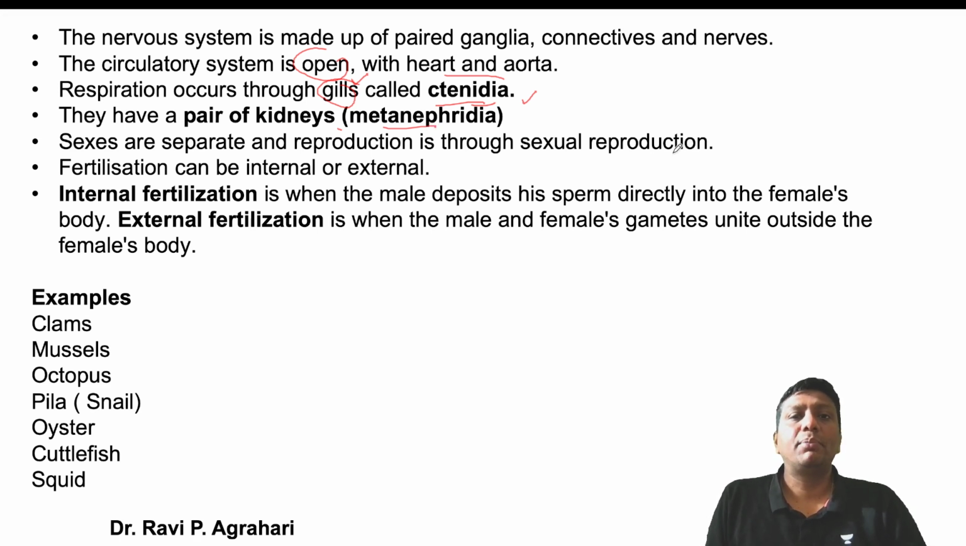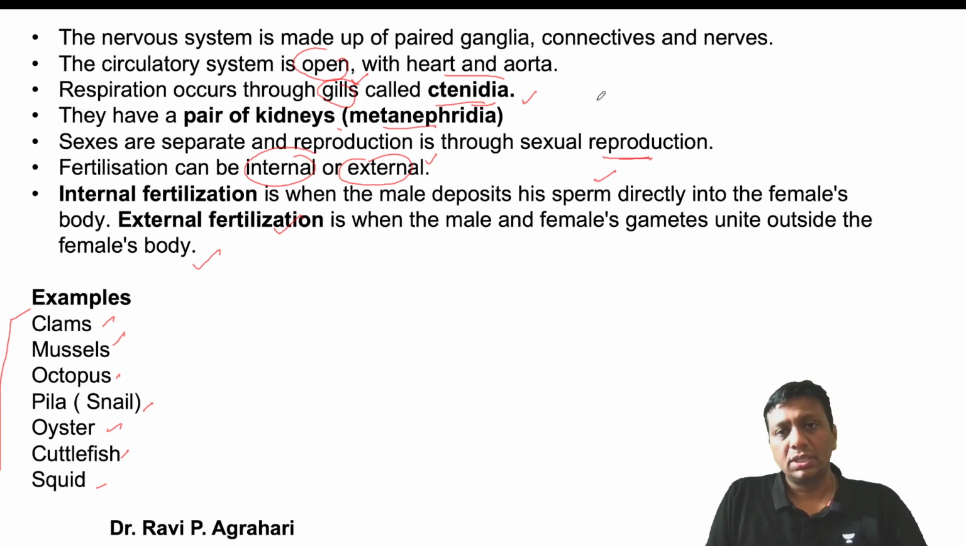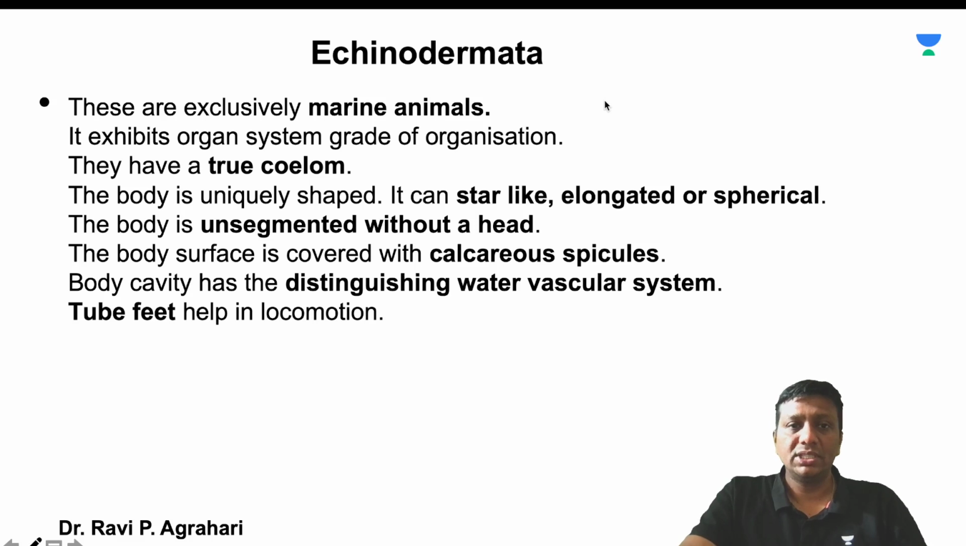Sexes are separate and reproduction is sexual. Fertilization may be inside the body of the organism or outside in the water bodies. It's internal or external. Internal fertilization is when the male deposits sperm directly into the female's body, and in external fertilization, male and female gametes unite outside the female's body. Many examples: clams, mussels, octopus, pila, snail, oyster, cuttlefish, and squids. These animals also have bodies made up of calcium carbonate, or I can say calcareous bodies are there.